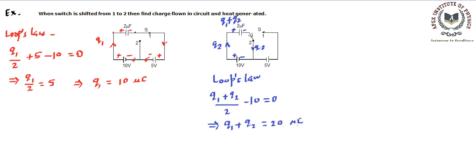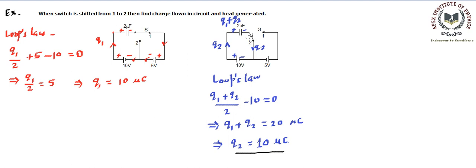Now if Q1 plus Q2 is 20 microcoulomb, and we already know Q1 is 10 microcoulomb, from here we have one conclusion: Q2 must be equal to 20 minus 10, that is 10 microcoulomb. So the first part, which asked us to find the charge flown through the circuit, is 10 microcoulomb. This is the charge that will flow through the circuit when the switch is shifted from position 1 to position 2.